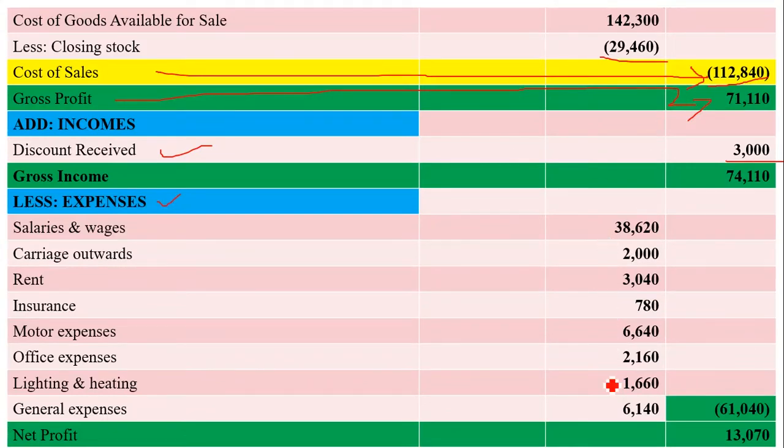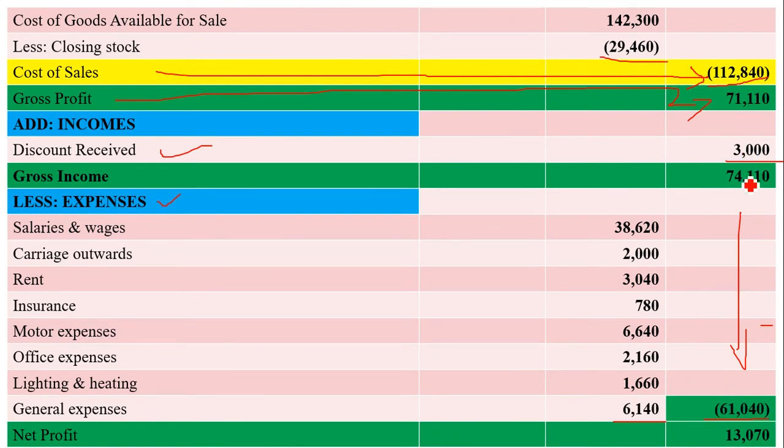So you list them down, then you get the total of the expenses. I have the total here. Then these expenses is what I'm going to subtract from the gross income. So gross income minus the expenses. Whatever is going to remain, is it a profit or a loss? Check. If the gross income is larger, if it is more than the total expenses, then we are going to have a net profit.